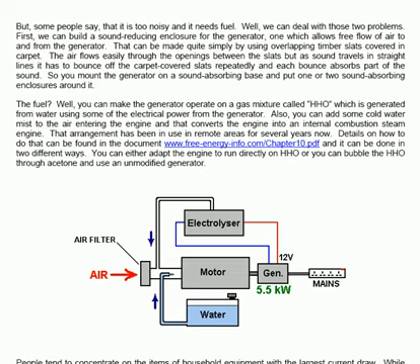Details on how to do that can be found in the document via that link there, which is chapter 10 of the ebook on the Free Energy Info site. And it can be done in two different ways. You can either adapt the engine to run directly on HHO, and methods for doing that are shown, or you can bubble the HHO through acetone and use an unmodified generator.